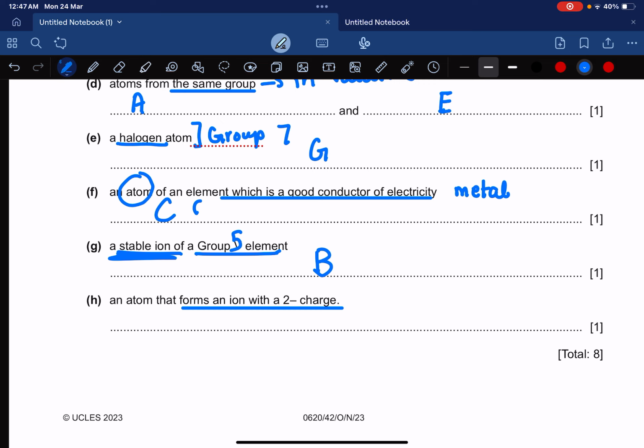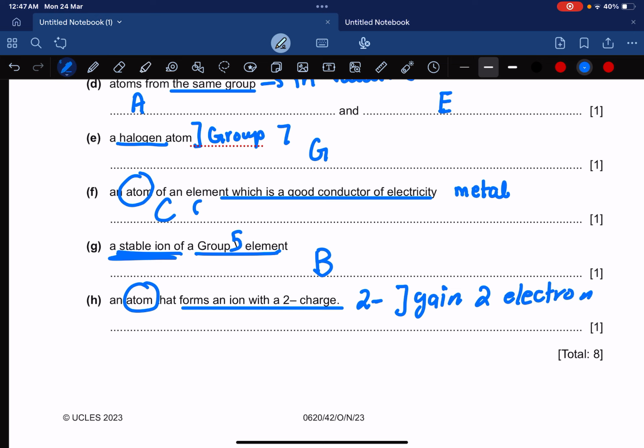Acha, अब वो एक atom की बात कर रहे हैं. Now they're not talking about an ion, they're talking about an atom. Obviously 2 negative means you need to gain 2 electrons. ठीक है? 2 negative means gain 2 electrons. And what kind of atom would gain 2 electrons?